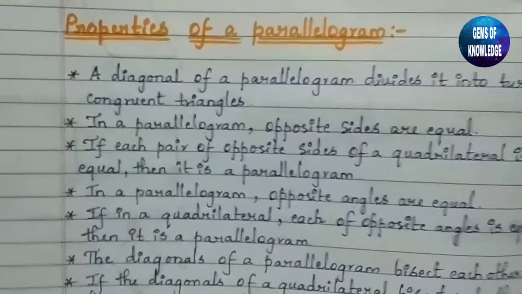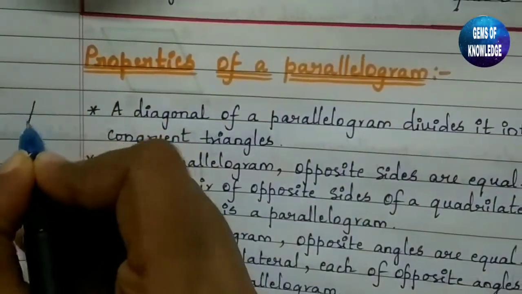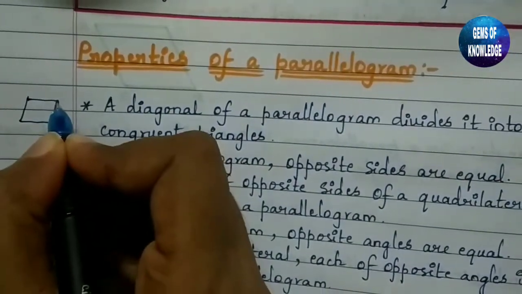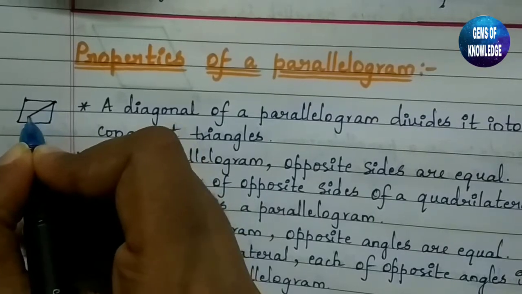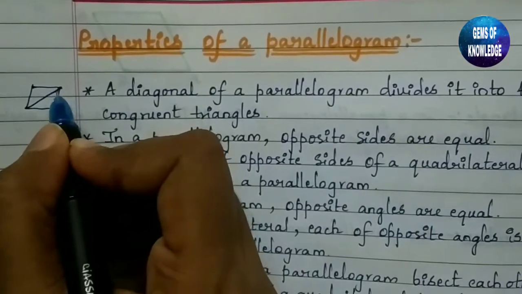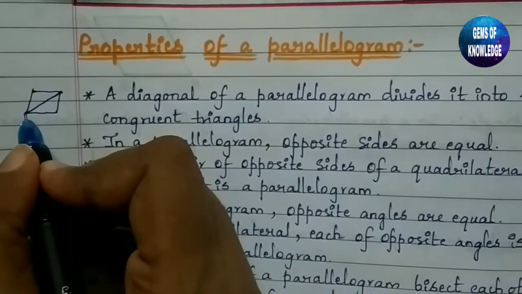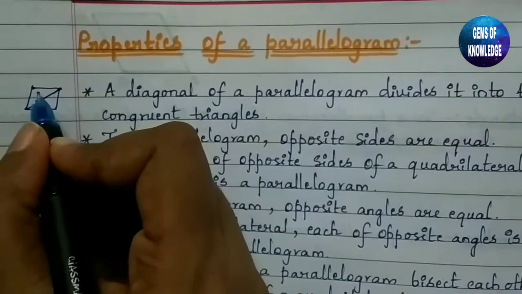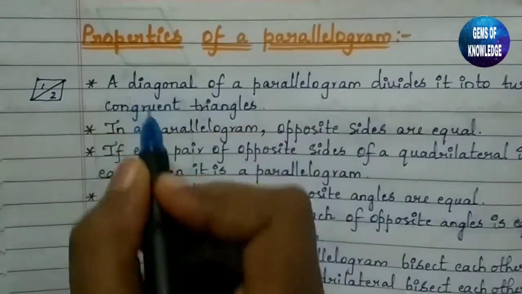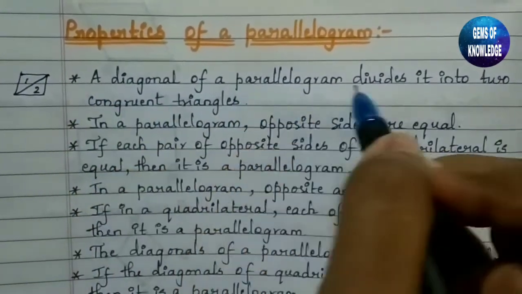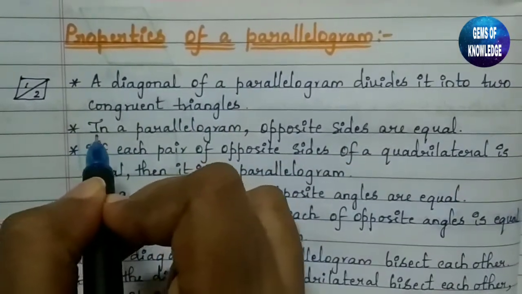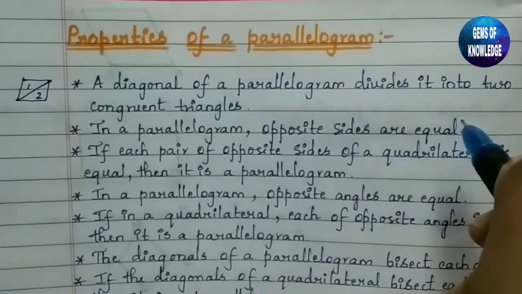Okay, so as you can see, I will draw a parallelogram over here. This is an example of a parallelogram. And if I divide this, you can see here this is nothing but the diagonal of the parallelogram. As soon as I draw this diagonal, this parallelogram is divided into two triangles. You can see this is one triangle and this is the second triangle. So this is the first property of the parallelogram, that is, a diagonal of a parallelogram divides it into two congruent triangles.